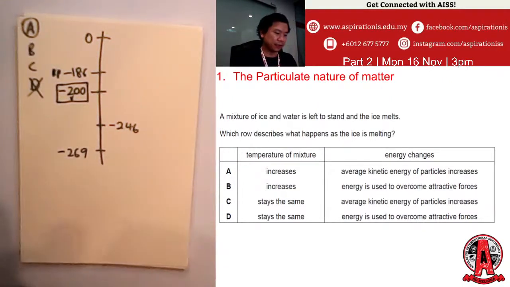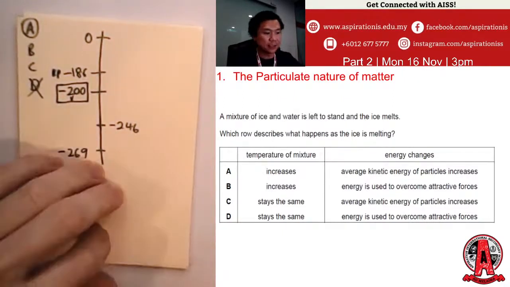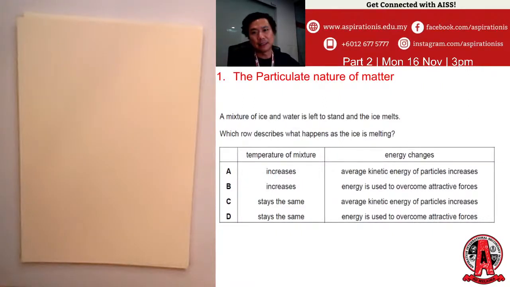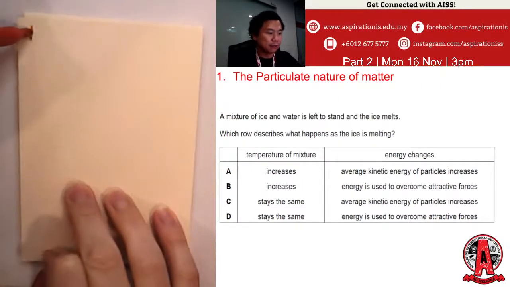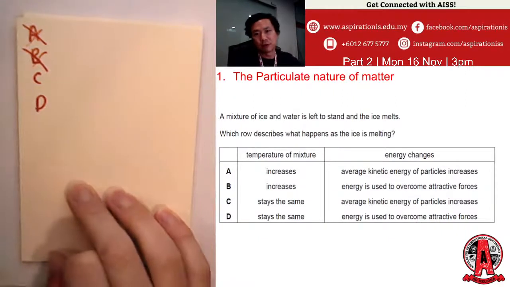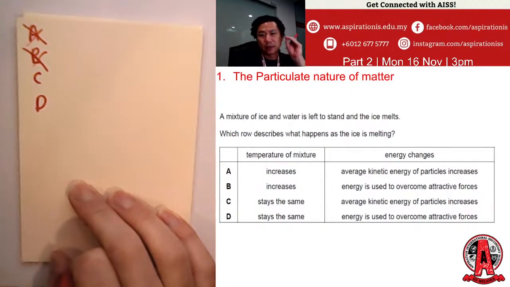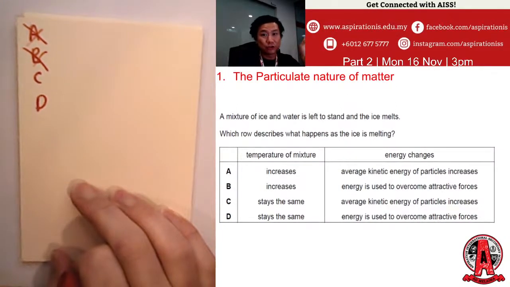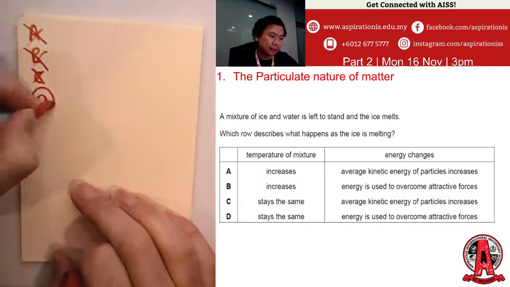B and D. Now it's a very simple question, but many students are confused. One thing you need to understand: if the ice is melting, that means temperature does not change. So immediately you know that A and B are wrong. So it's either C or D. And when the temperature does not change, the average kinetic energy does not change too. So C is wrong. So the answer for this question is D.